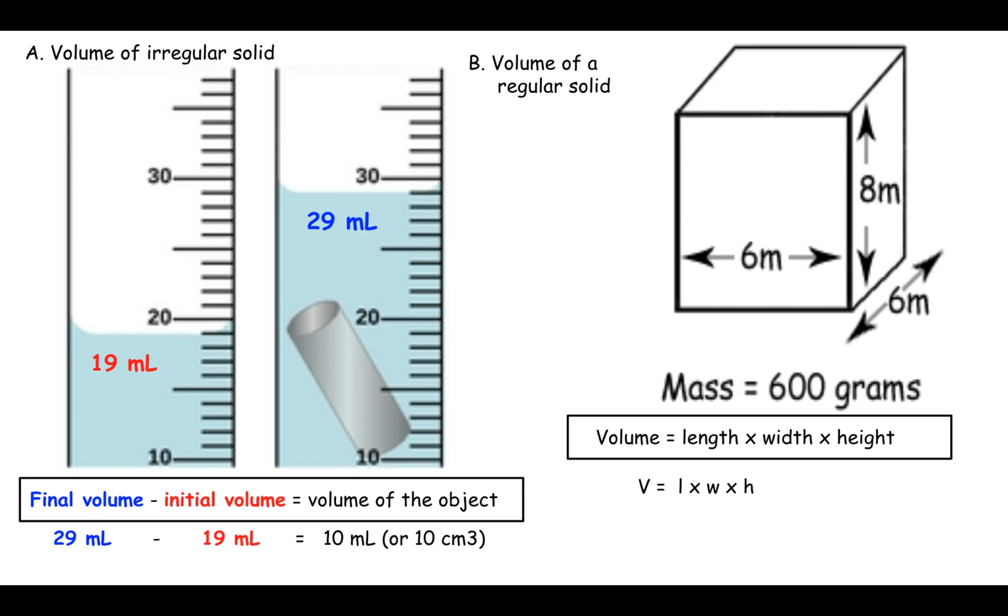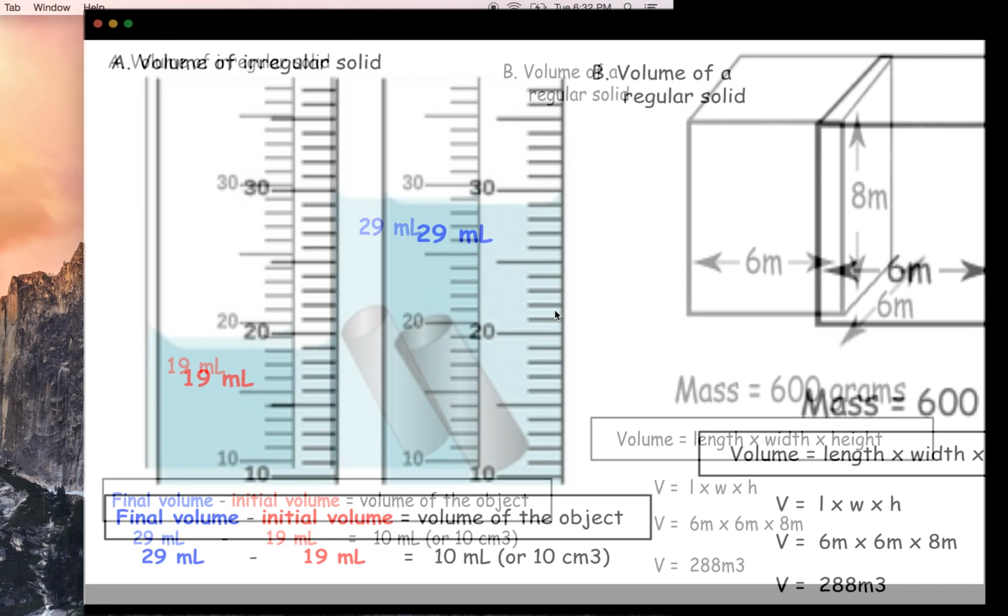So it would be V equals L times W times H. Volume equals length times width times height. You substitute in those numbers: V equals 6 times 6 times 8. You type it into the calculator, and voila, you get 288, and the units for that would be meters cubed. So that's how much space that cube takes up. That's how you calculate volume of irregular and regular solids.